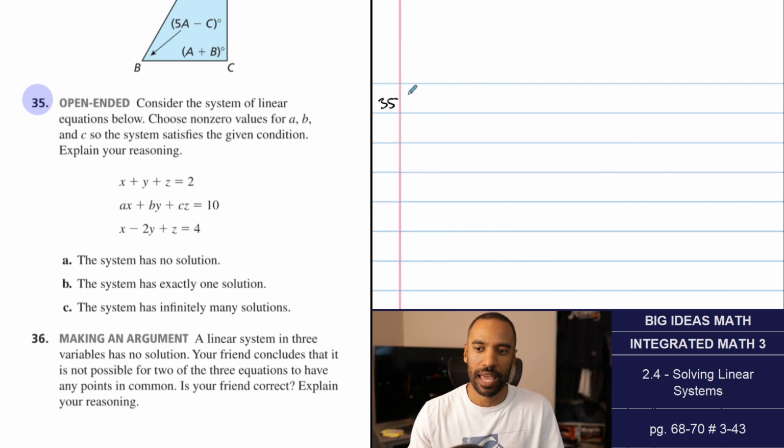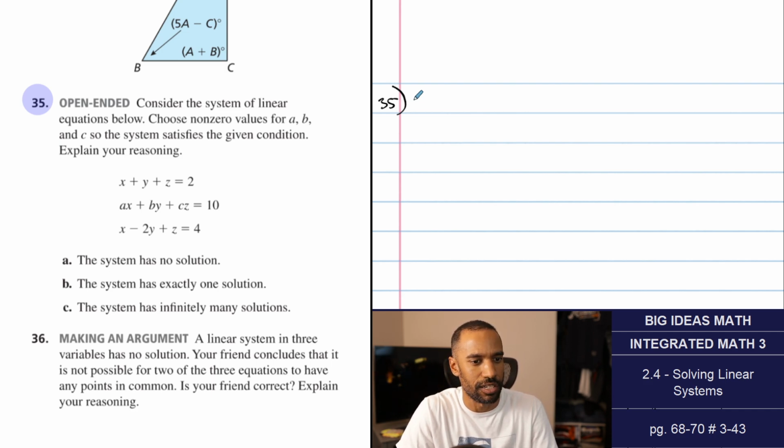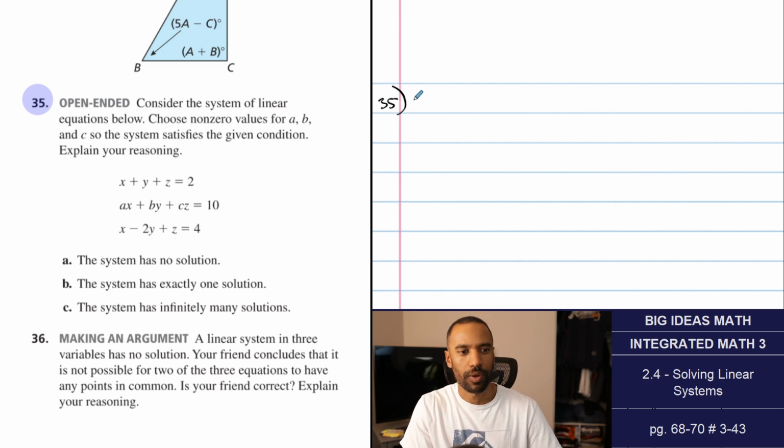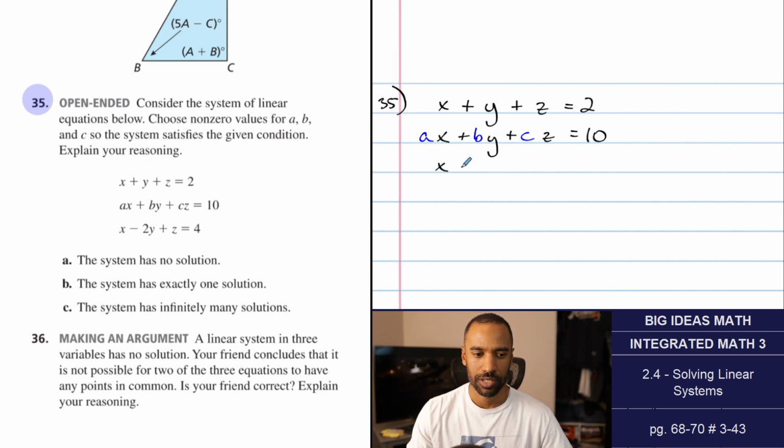Okay, number 35 is open-ended. Consider the system of linear equations below. Choose non-zero values for A, B, and C so the system satisfies the given condition. Explain your reasoning. Oh, there are 3 parts. I didn't see the 3 parts. X plus y plus z equals 2. Ax plus by plus cz equals 10. And then x minus 2y plus z equals 4.